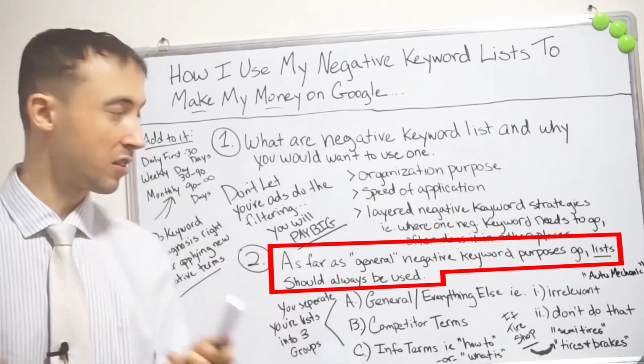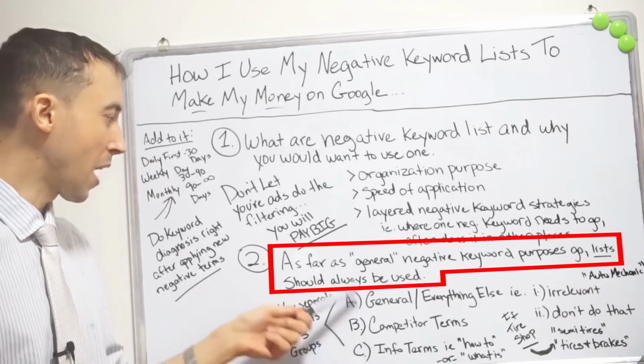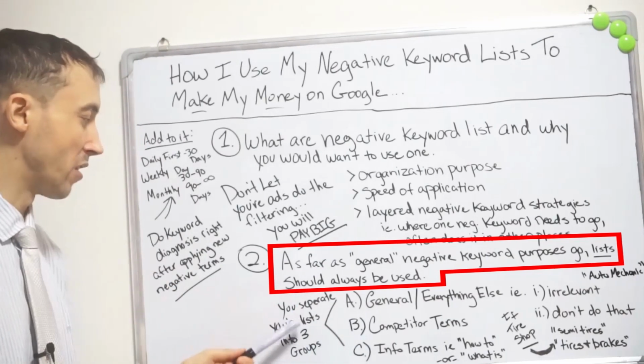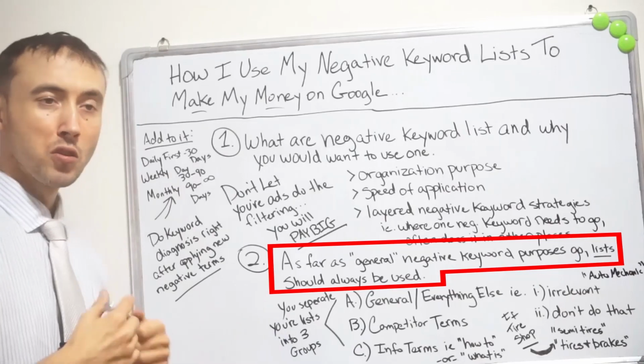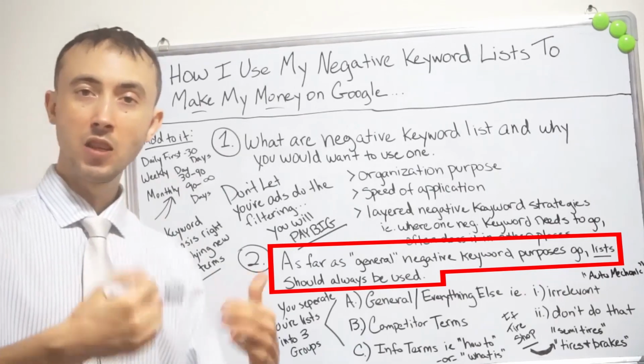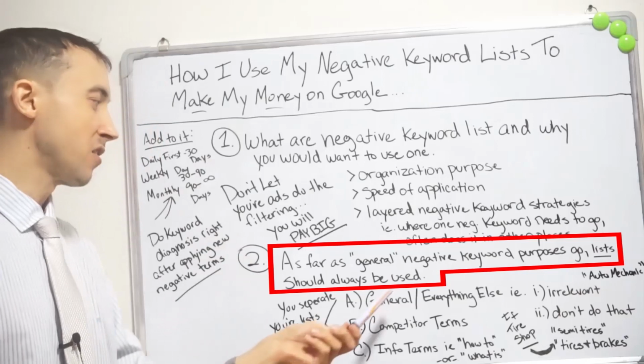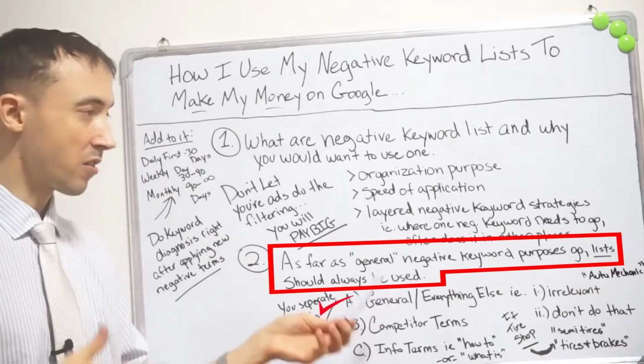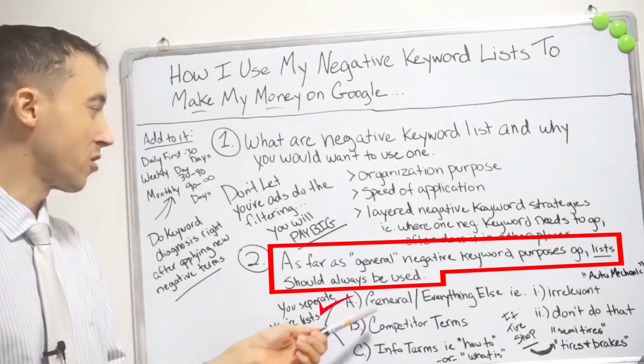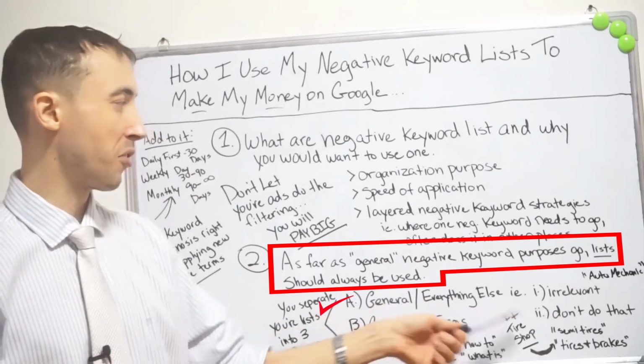But so you'll want to use these negative keyword lists. I break those lists down into 3 different distinct groups so that you can then use the negative keyword lists to your best advantage. The first of the negative keyword lists is what I simply define as general / everything else.